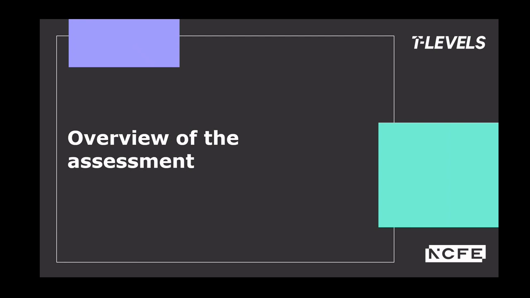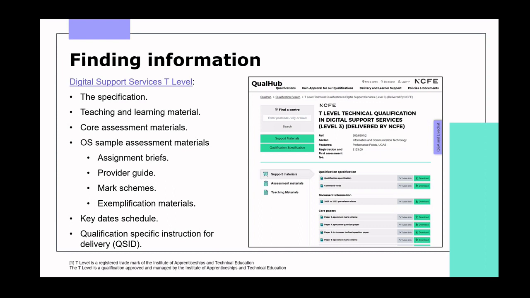We're going to have a look at an overview of the assessment first, including the marking and grading aspects of it. You're probably very familiar already with the Digital Support Services qual page, and there is one resource on there which is quite easy to miss that I do want to point out. At the very bottom of the page, there are exemplification materials, and these show the pass and distinction standard of work for the sample assignment briefs that are also on QualHub. It is well worth looking at those, as they also contain examiner comments, mentioning some of the positives and areas for development.